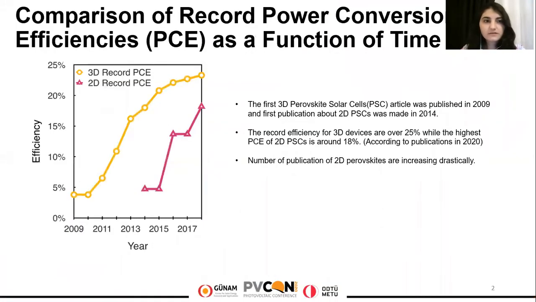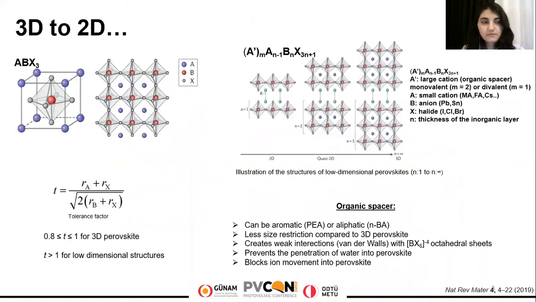The first article about 3D perovskite solar cells was published in 2009 with an efficiency of 3%, and this efficiency increased up to 25% between 2012 and 2019. On the other hand, for 2D perovskite solar cells, the first article was made in 2014 and it increased up to 18%. And nowadays, the number of publications about 2D perovskites is increasing drastically.